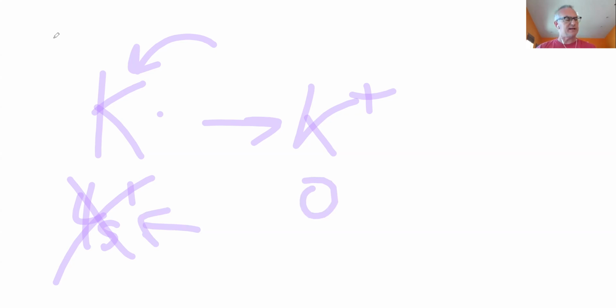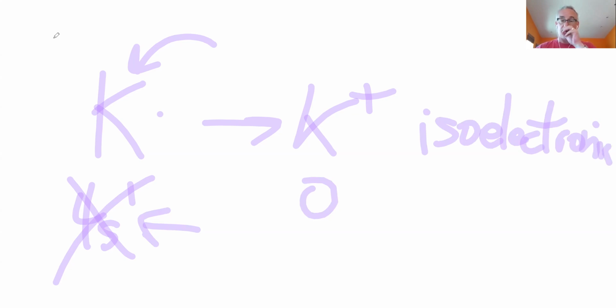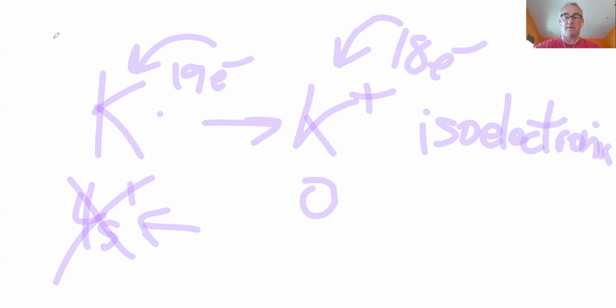On the other hand, what is isoelectronic with potassium ion? How would we represent this in a noble gas configuration? Argon, right. It looks like argon, because potassium metal has 19 electrons. Potassium ion has 18 electrons, just like argon has 18 electrons.